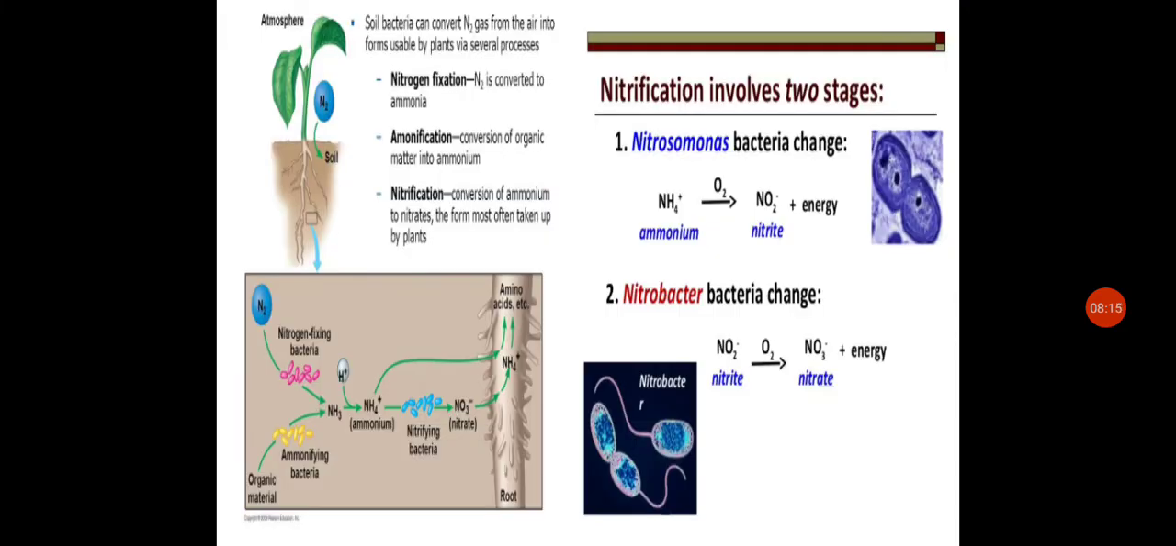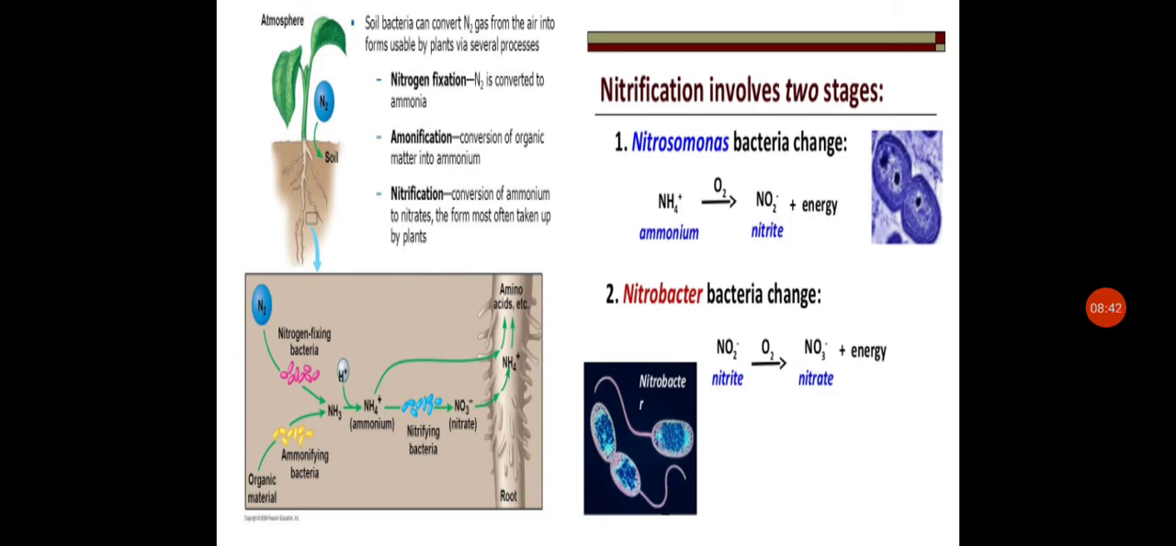The next is ammonification and nitrification. Ammonification is the breakdown of proteins of dead organisms and nitrogenous wastes such as urea and uric acid to ammonia. It is done by ammonifying bacteria. After the formation of ammonia, it is converted into nitrites and nitrates. It is also called nitrification and it is done by nitrifying bacteria.